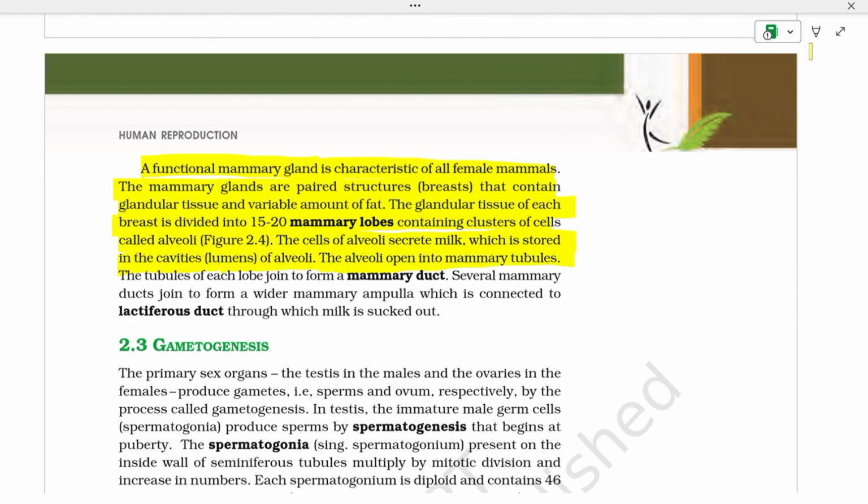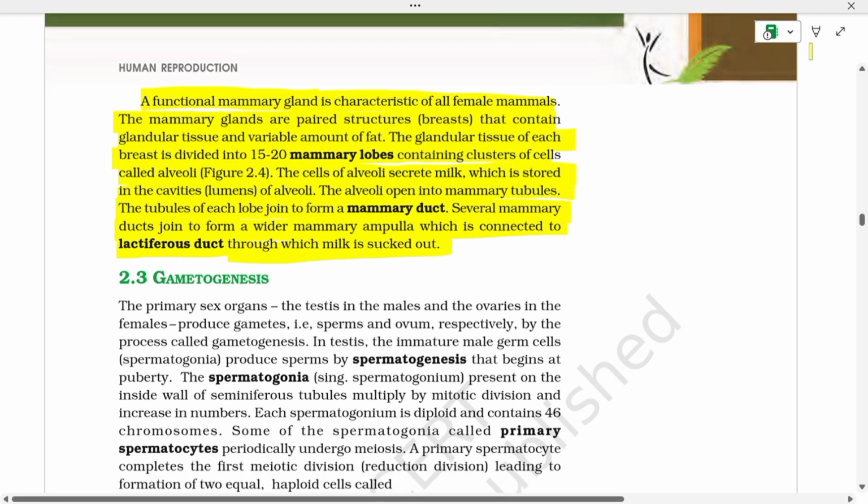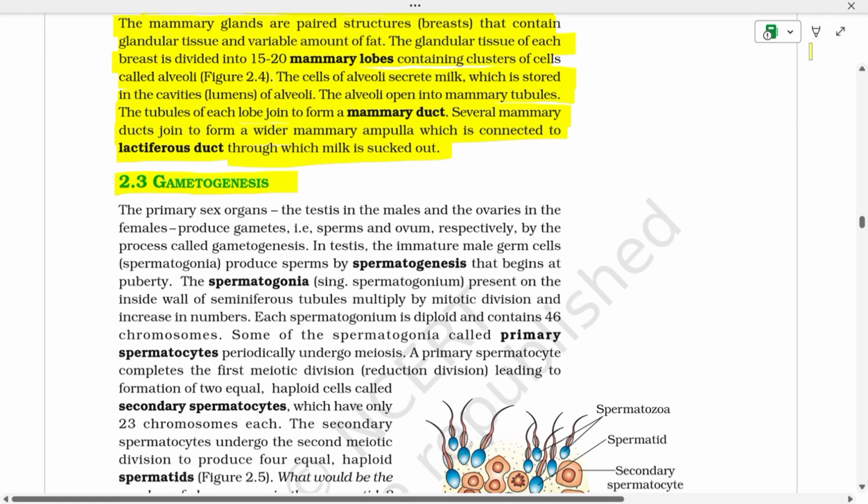The alveoli open into mammary tubules. The tubules of each lobe join to form a mammary duct. Several mammary ducts join to form a wider mammary ampulla, which is connected to lactiferous duct, through which milk is sucked out.